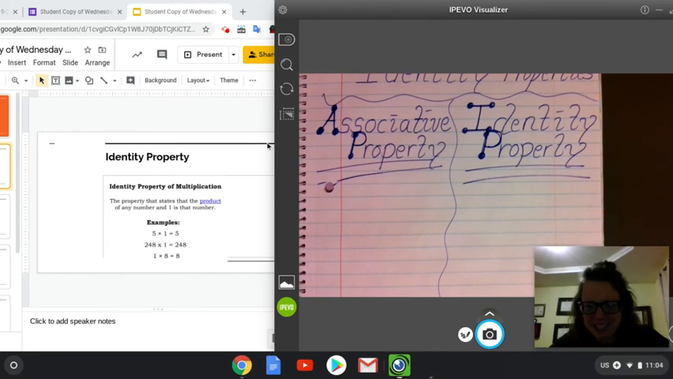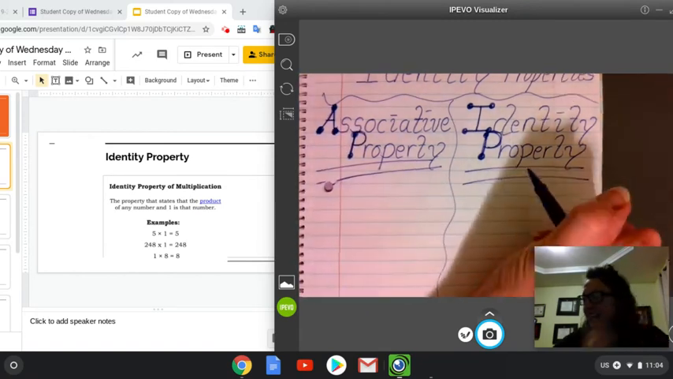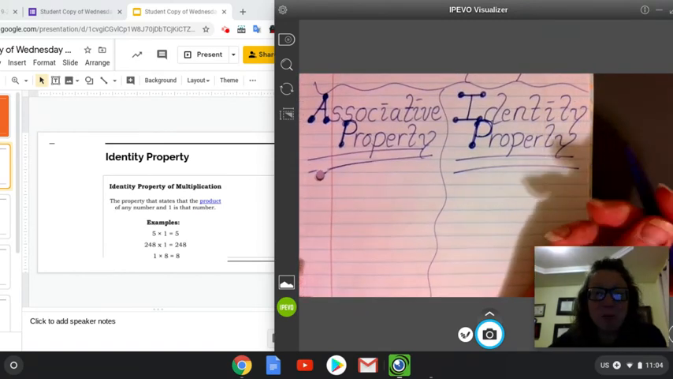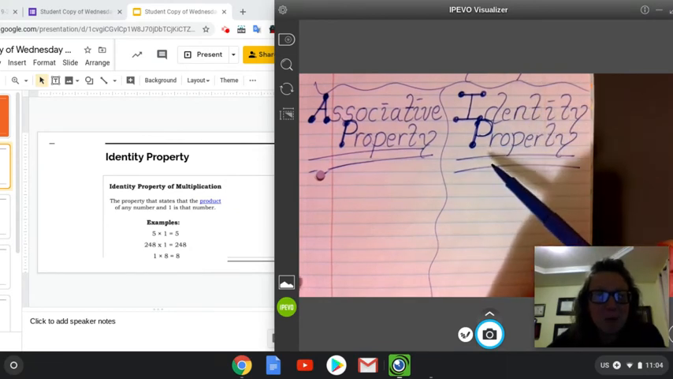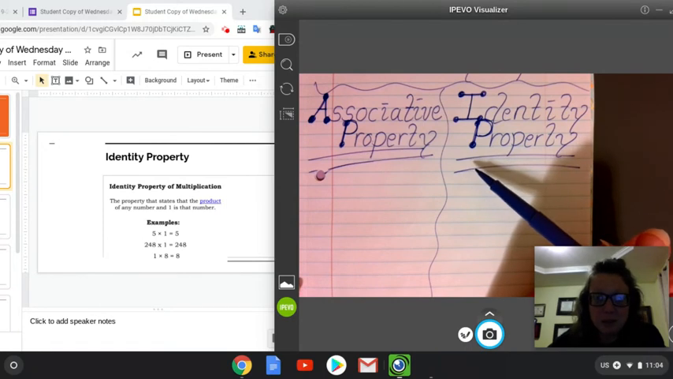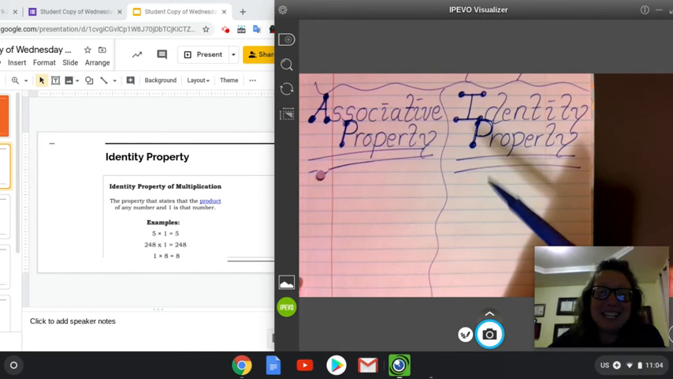Remember, identity. What is identity? When you think of an identity, think of like an ID. An identity is who you are, right? So imagine the identity property is like looking into a mirror and you get to see who you are. So when we look at it, the identity property is the property that we use in multiplication that states that the product of any number times 1 is that number.